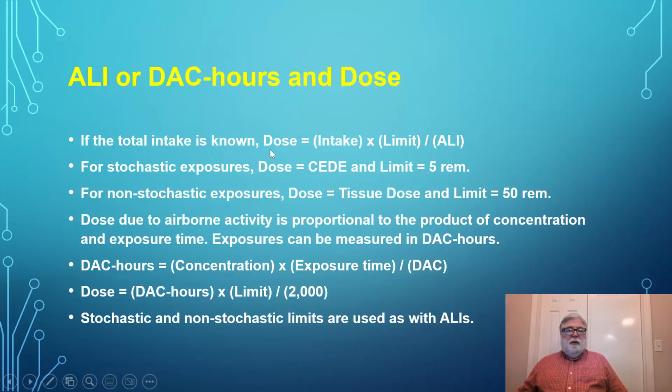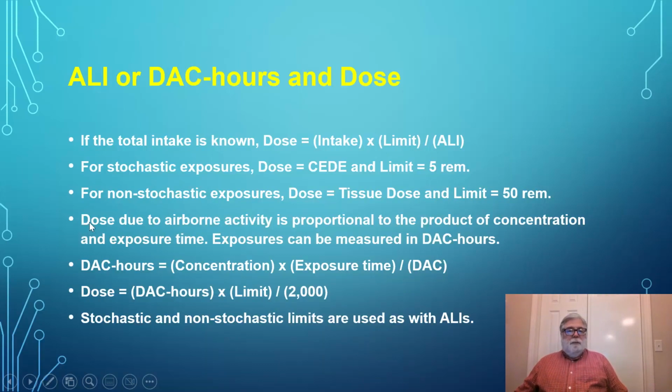If the total intake is known, then the dose is the intake times the limit divided by the ALI. So if you know that a person has an intake of 10 microcuries, then their dose is the intake they have times the 50 rem for the thyroid divided by the ALI. And for stochastic exposures, the dose is the committed effective dose equivalent, and the limit in that case would be 5 rem. If we're talking about organ doses for the non-stochastic standard, then the dose is the tissue dose of that organ, and the limit in this calculation is 50 rem per year. ALIs are shown in the table.